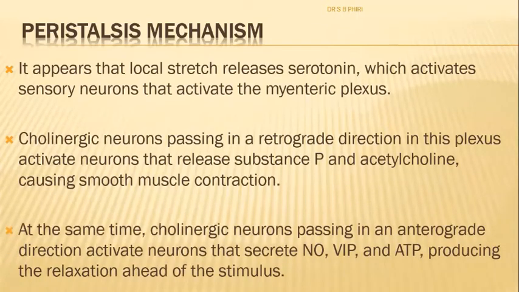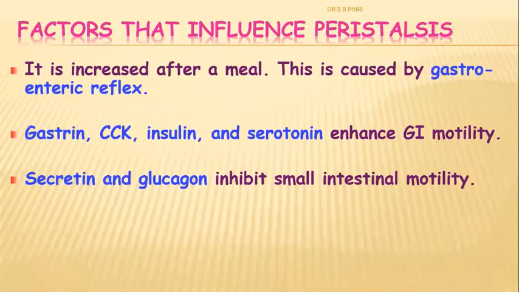And then at the same time, the cholinergic neurons passing in an anterograde direction, they are going to activate neurons that secrete nitric oxide, VIP, and ATP. The nitric oxide, vasoactive peptide, and ATP, they are going to produce relaxation ahead of the stimulus. And this stimulus is stretching, which is a bolus or chyme that is being propelled in the lumen of the GIT.